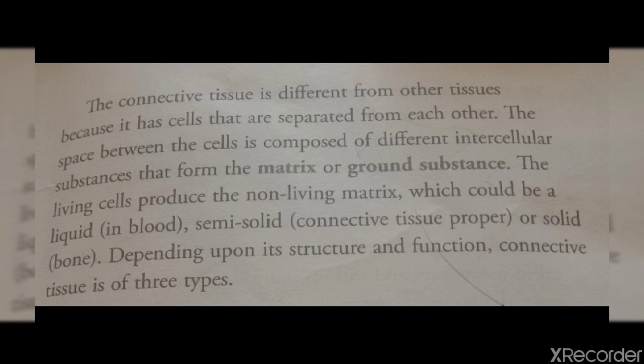Connective tissue is totally different from other tissues because it has cells that are separated from each other. In this type of tissue, the cells are not bound together. There is separation between the cells, and the space which is present between the cells is filled with intercellular substances, and these substances form the matrix or ground substance. Clear? Intercellular substances form the matrix or ground substance.